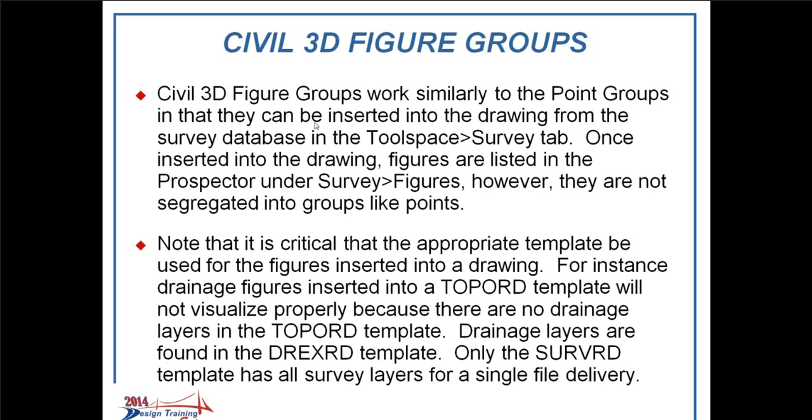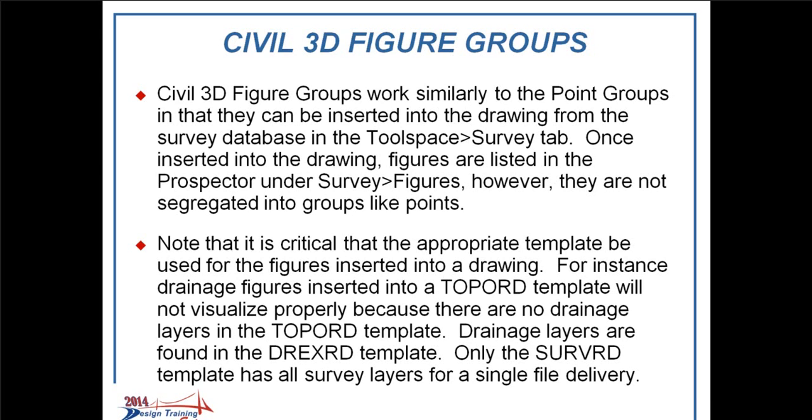So Civil 3D figure groups work similarly to point groups in that they can be inserted into the drawing from the survey database in the Tool Space Survey tab. But once inserted in the drawing, the figures are listed in the prospector under Survey Figures. They are not segregated into groups like points.